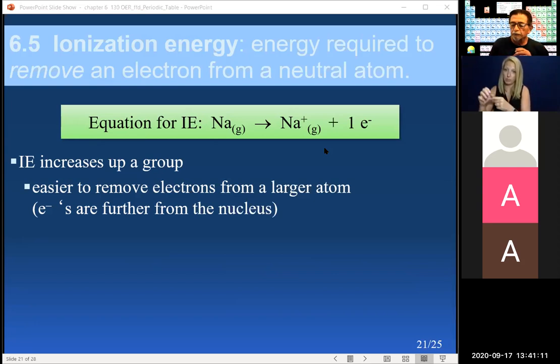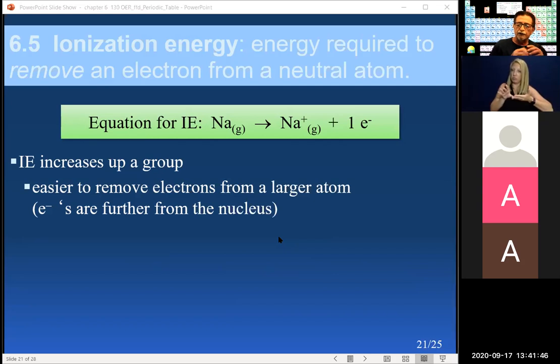Next few slides, we're going to be talking about electronegativity. Those are two different things, okay? Two different things. Here, the ionization energy, simply put, is the amount of energy to remove an electron from a neutral element or atom, okay? So we find that the ionization energy increases as we go up a group. So it's easier to remove electrons from a larger atom. And if you think about it, it makes kind of sense.